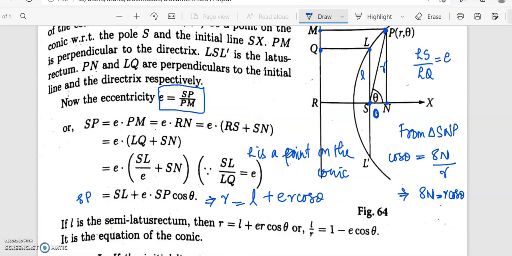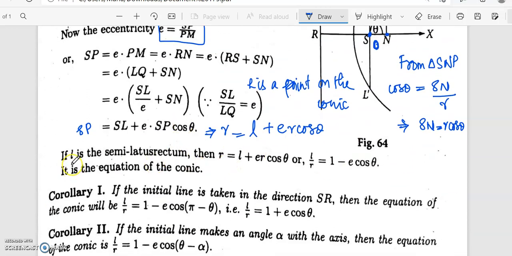Now, so this is the equation. So l is the semi latus rectum, so r equal to l plus e r cos theta, or this can be rewritten as l by r equal to 1 minus e cos theta. So that is the required equation of the conic. So here e can be equal to 1, e can be greater than 1, or e can be less than 1. So that gives the 3 types of conic.